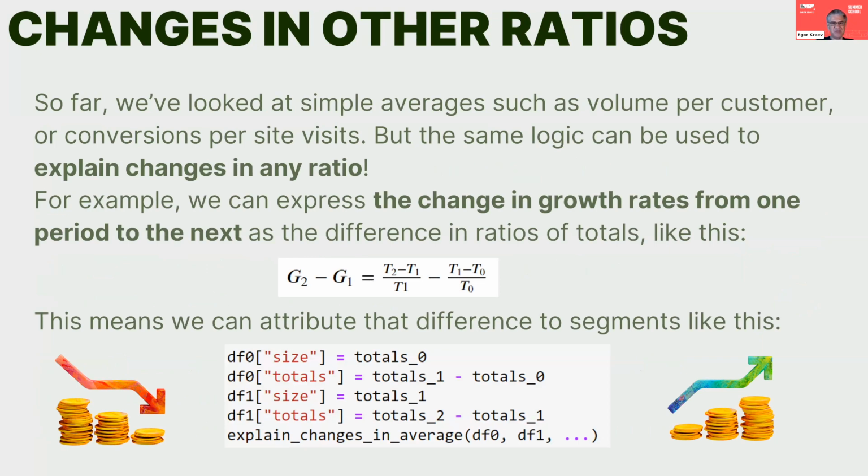So here is just one simple example: you can explain the change in growth rates from one period to the next as the difference in ratios of totals. So not the change in revenue that we could already do, but the change in growth rates. If you set your size and your totals as certain totals and the difference, then the explained changes in averages will explain the segments which drive the change in growth rates. And if you come up with other creative ideas along those lines, of what other non-trivial ratios we can look at, I'd love to hear about them.